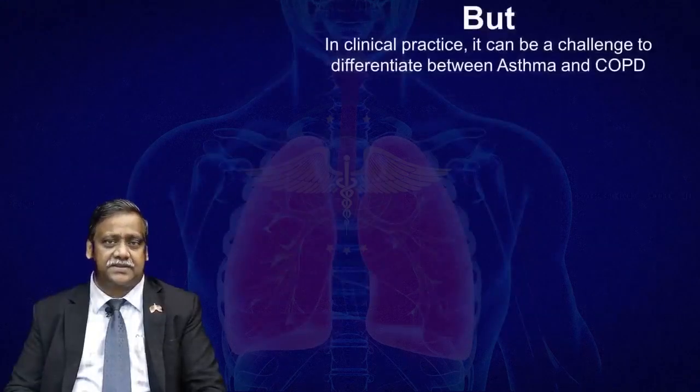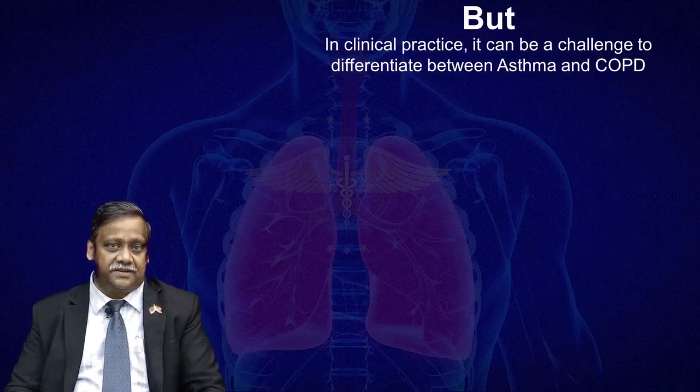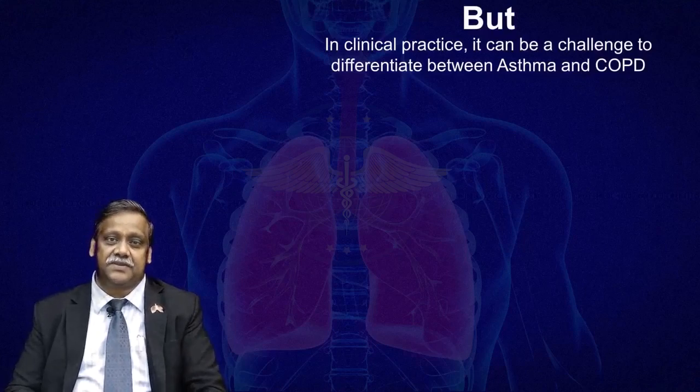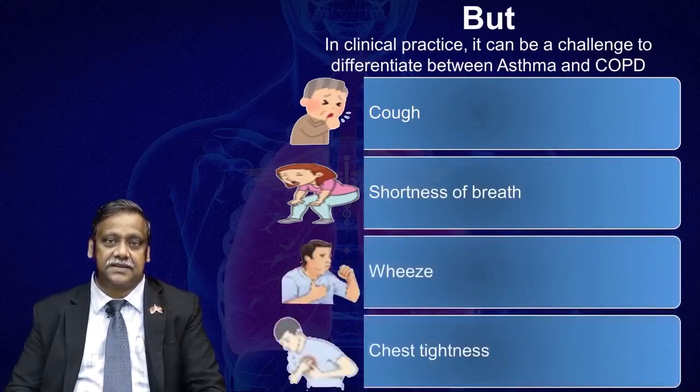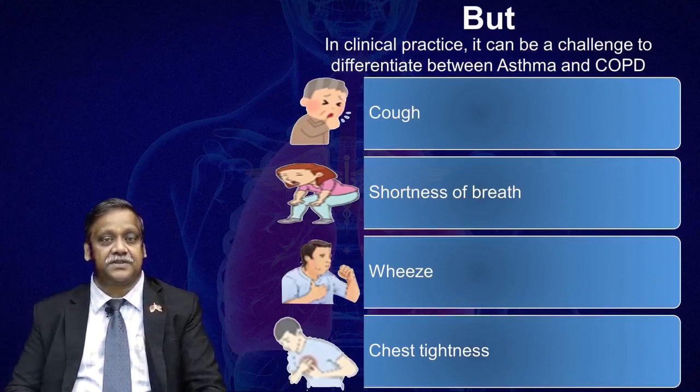So in clinical practice, you know that asthma and COPD are very different diseases. But when the patient comes to you, they come to you with the same symptoms of cough, shortness of breath, wheeze and chest tightness. And here it may be a challenge to diagnose whether this is asthma or whether this is COPD. It may be difficult at times to differentiate between these two very common conditions that we see in clinical practice. So what I'm going to share with you is a thought process that I have that you may use to differentiate between asthma and COPD and make a diagnosis a little more confidently than what you could before.